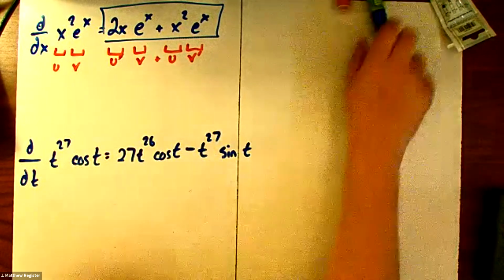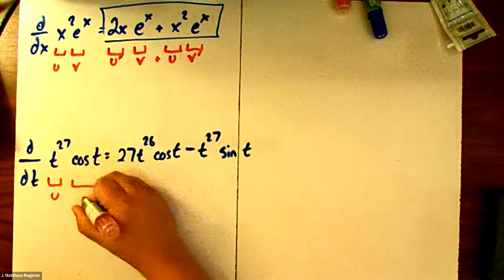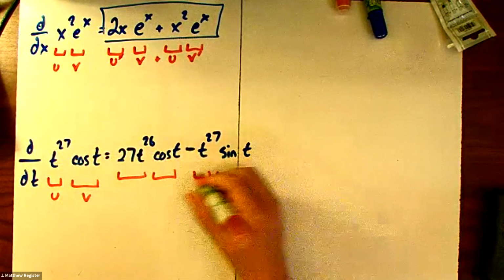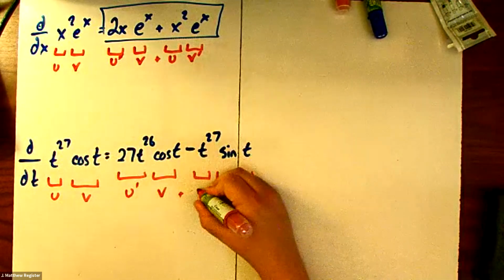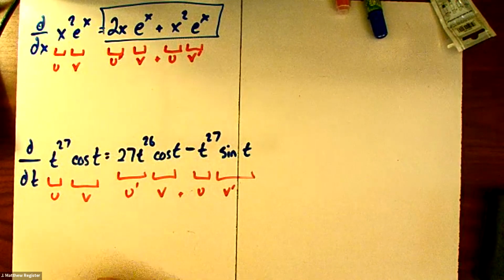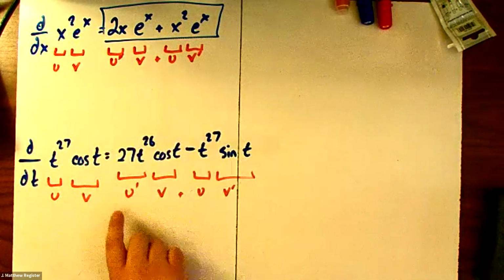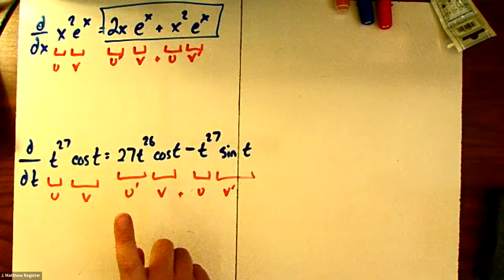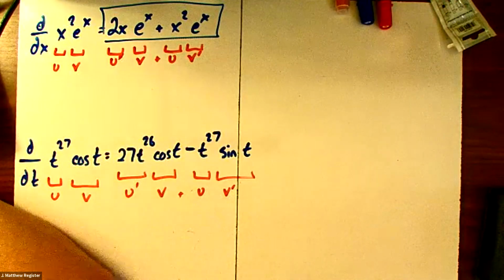And if you want, you can double check. Again, this is our u, this is our v, and we ended up getting u prime times v plus u times v prime. That is our product rule. And again, for the product rule, the order does not matter as long as you're doing a derivative times a non-derivative, and then a derivative times a non-derivative.